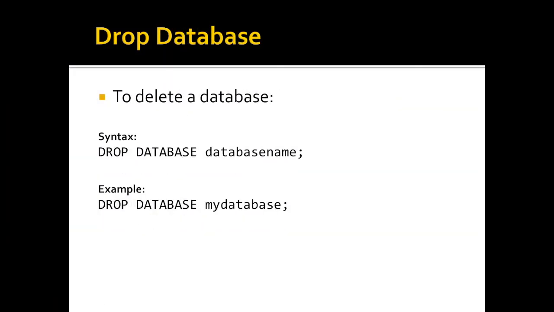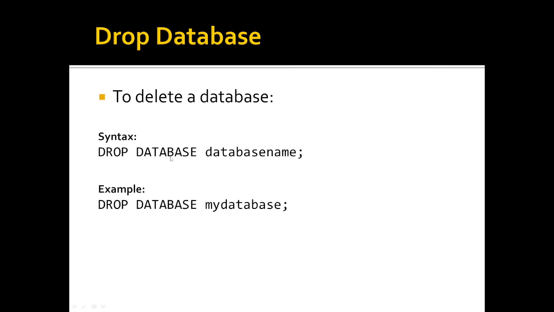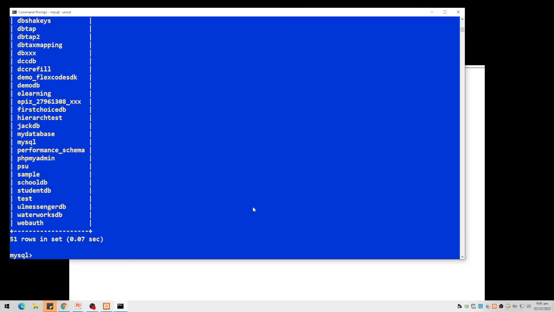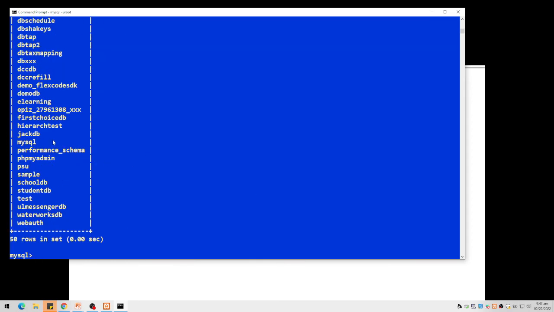Then how do we drop a database? Drop database, followed by the name of the database. Similar to drop table: drop, then the type of the object, then the name of the object. So here, to drop the database, we just type drop database followed by the name of the database, which is my database. Show databases to check. You notice we don't have the my database anymore here.